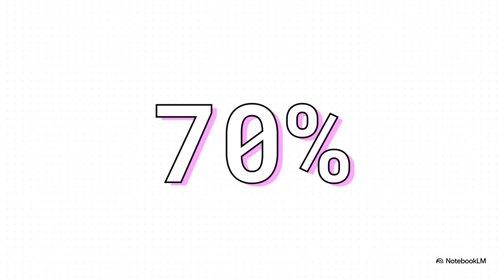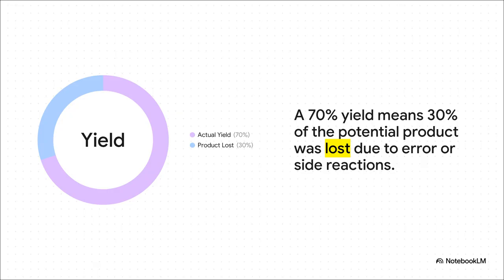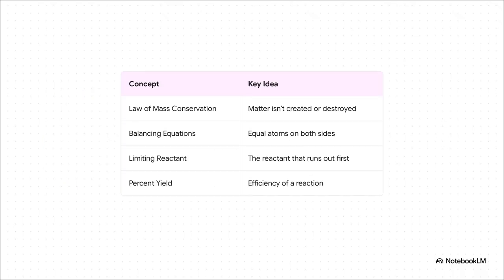What does that actually mean? It means your reaction was 70% efficient. You did pretty well. You managed to make and collect 70% of the maximum possible product. But what about that other 30%? Well, it got lost somewhere. Maybe some unwanted side reactions happened. Maybe you spilled a tiny bit transferring it from one beaker to another. Or maybe the reaction just didn't feel like going all the way to completion. It happens. That's reality.